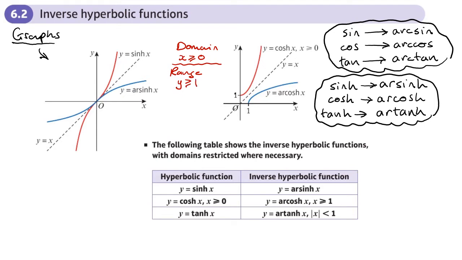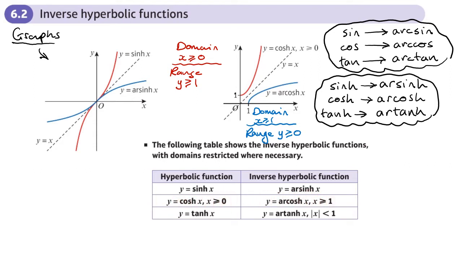So that means for the inverse, the domain of the inverse, well, that's going to be the range of the original function, so x is greater than or equal to 1, and the range of the inverse is going to be the domain of the original function, which is y is greater than or equal to 0. Okay, so that is highlighted in the table down here.